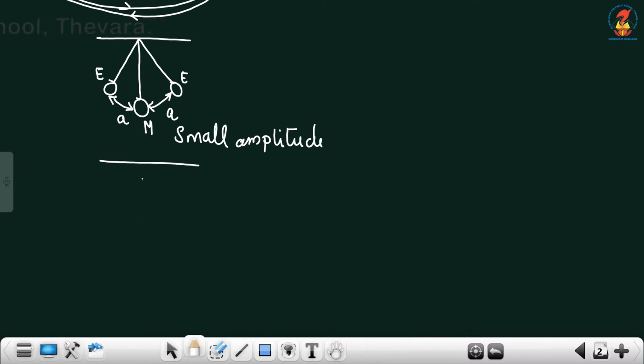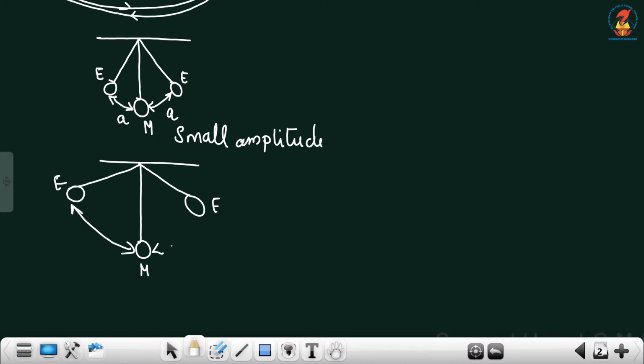Next I will draw another one. It's a rigid support. This is the mean position, and these are the extreme positions. This distance is the amplitude. Here it is a large amplitude.